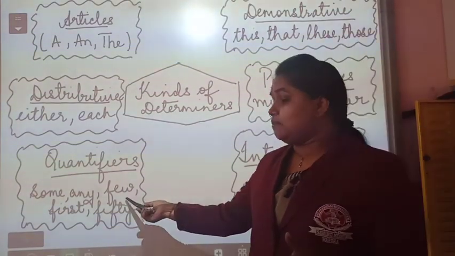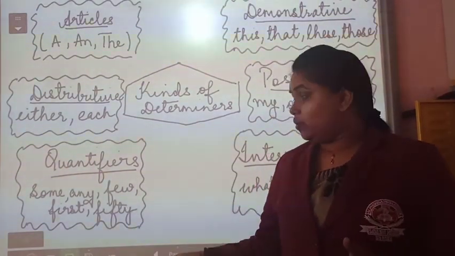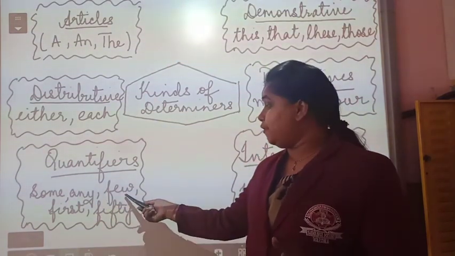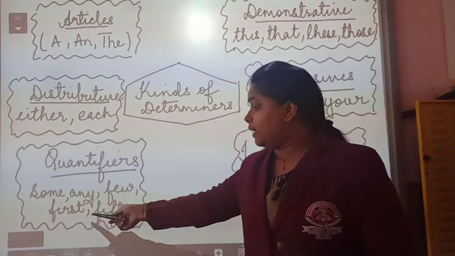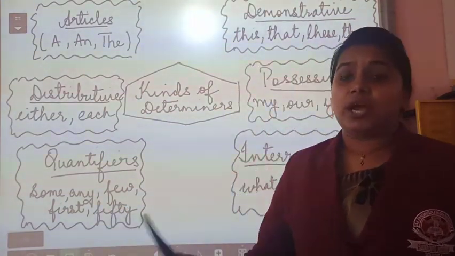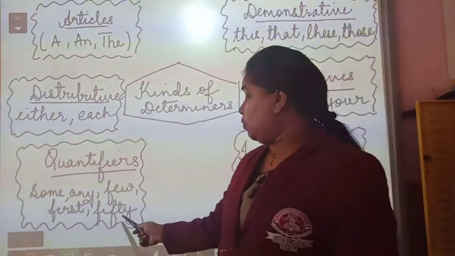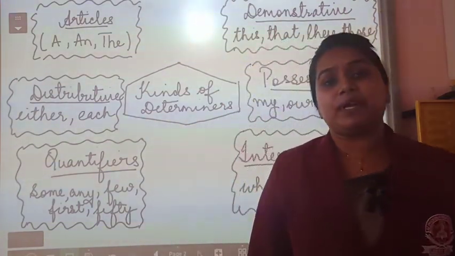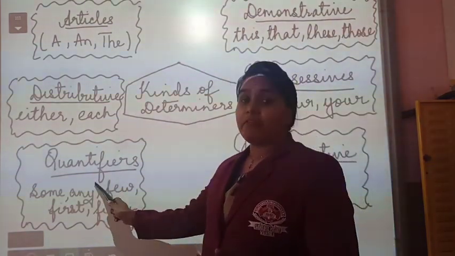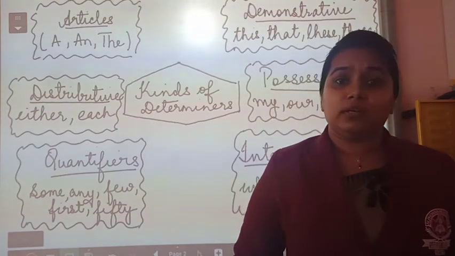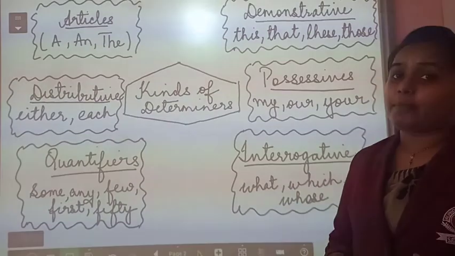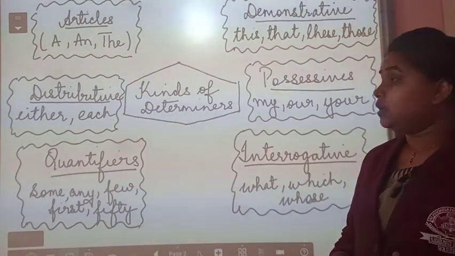Quantifiers specify the quantity of the noun in number or in terms of amount. Okay, like some children are present in the class. Okay, any person can answer this question. There are few students, or it can either be an ordinal number. He is the first child to complete his work, or 50. There are 50 students present in the class. Okay, so these are quantifiers, which give us the details about the number of the noun or the amount of the uncountable nouns.